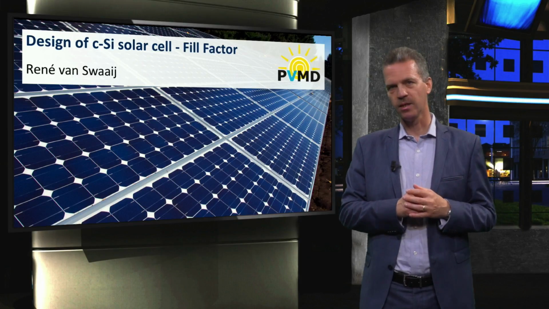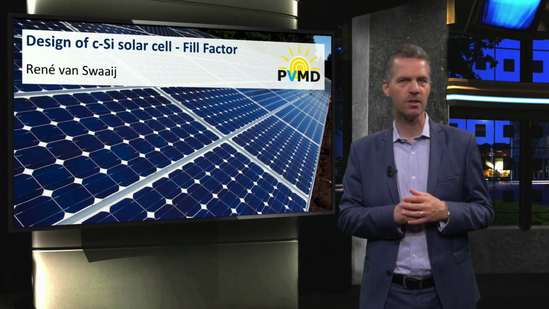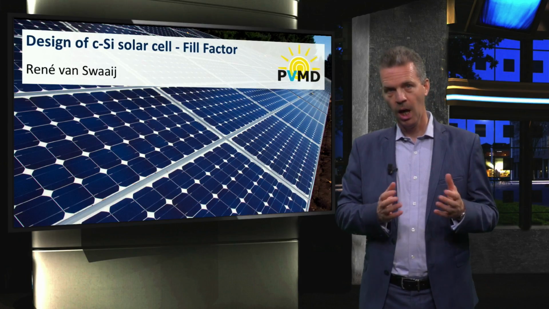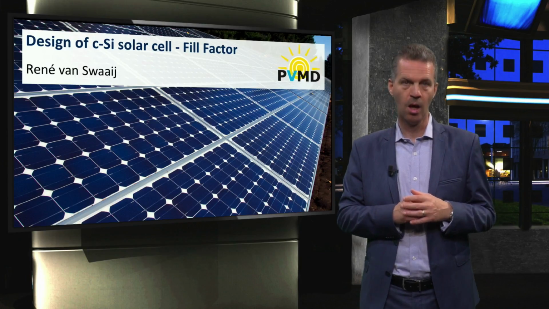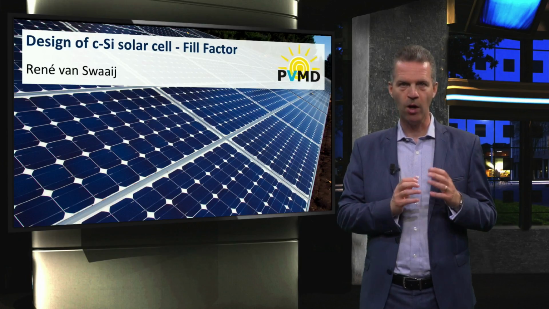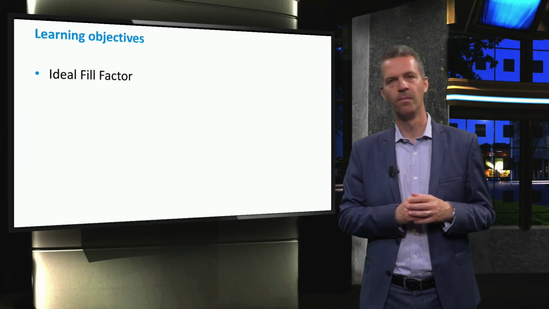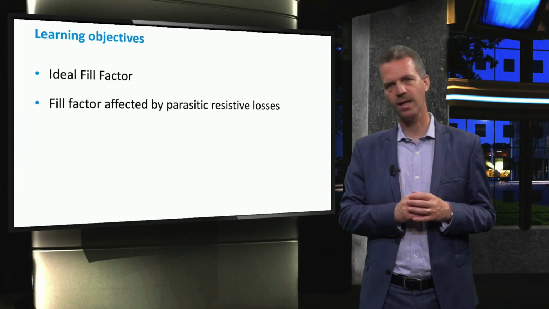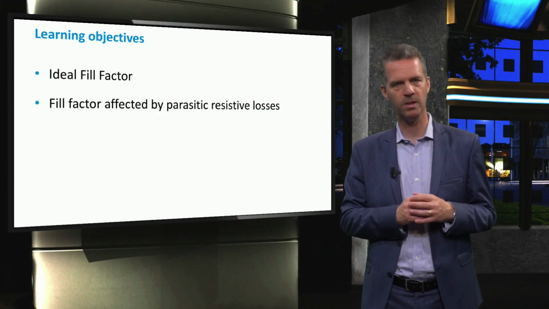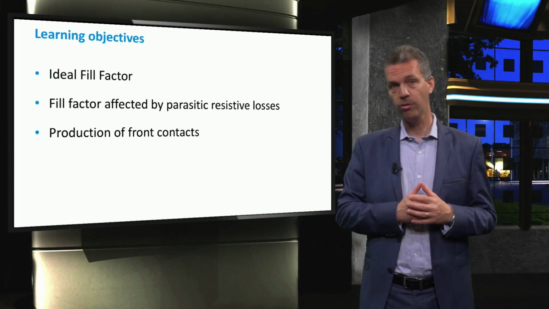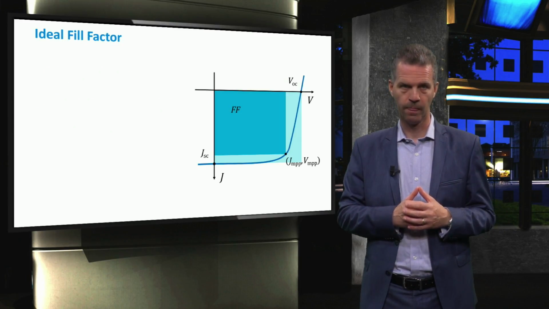So far, we discussed several designs aimed at increasing the open circuit voltage of the crystalline silicon solar cell. In this video, we will focus on another important external parameter, the fill factor. First, we will briefly discuss the ideal fill factor of a solar cell. Then we will demonstrate that the fill factor of the cell is most influenced by parasitic resistance. We will then turn our focus to the front contact production process.